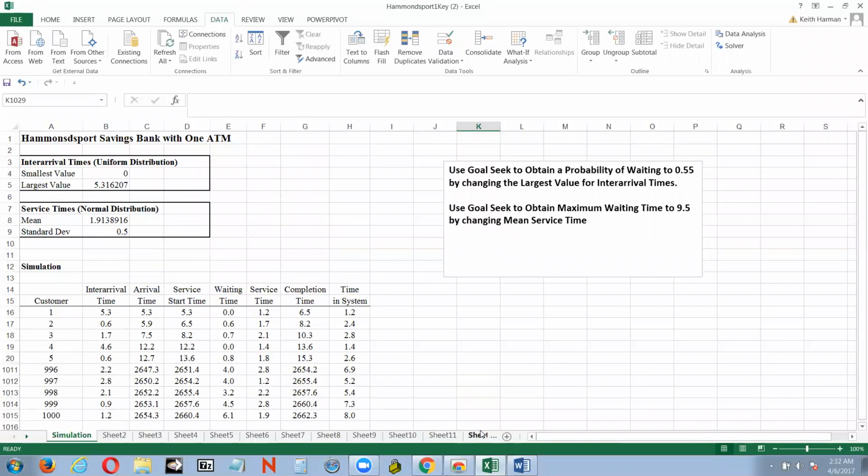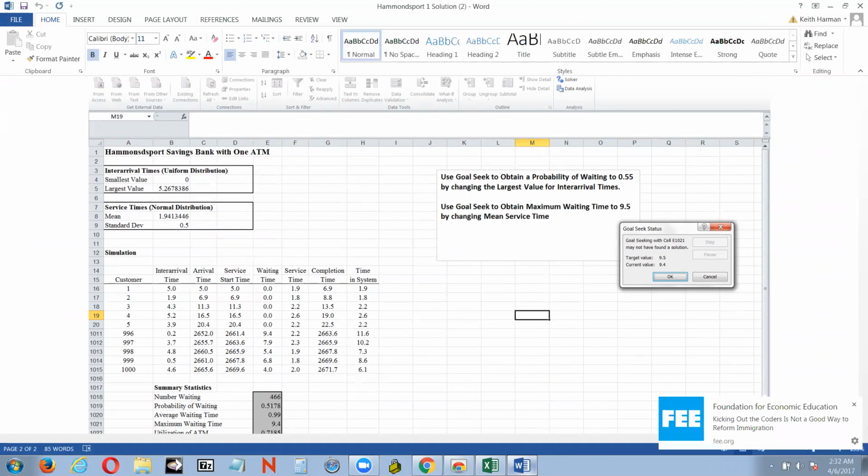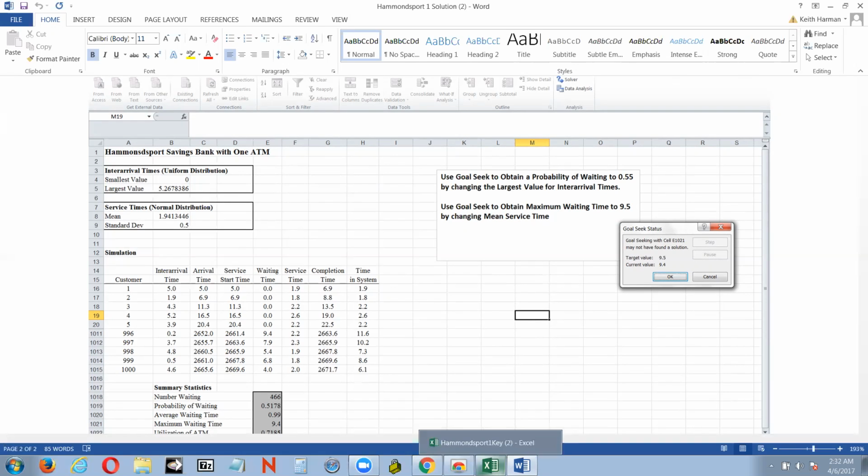The largest value appears to be 5.31627. Notice how the inter-arrival time impacts the average waiting time. As the largest value of the inter-arrival time goes up, the average waiting time goes up as well. You can see that in math just as it runs across the table. So I'm going to come in here and put those values in. Let's see what we get.